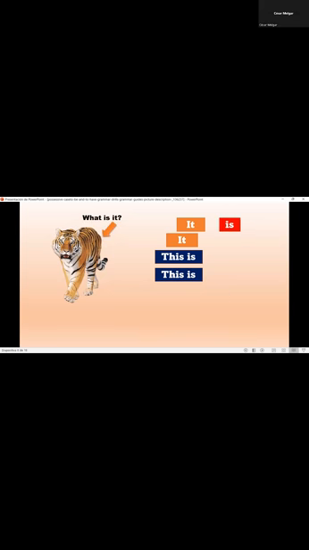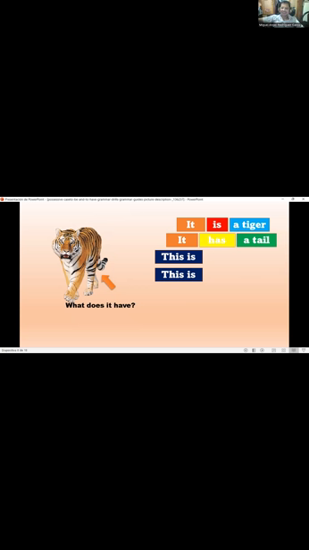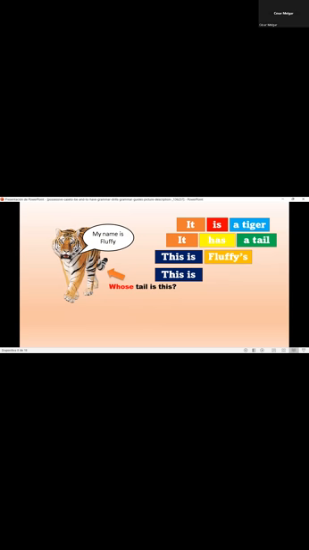What is this? It is a tiger. A cat. Let's see. What does it have? It has a tail. This is the tail. The tail. Cola. La cola. Whose tail is this? My name is Fluffy. Fluffy. ¿La cola de quién?